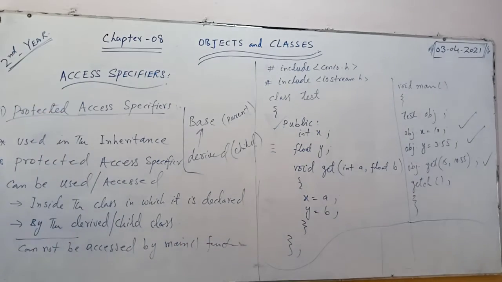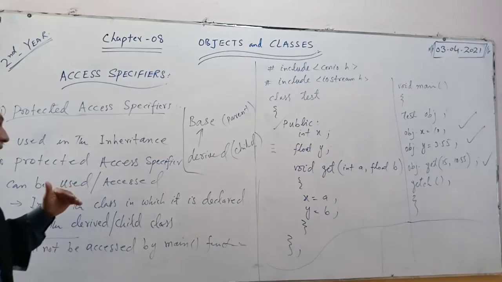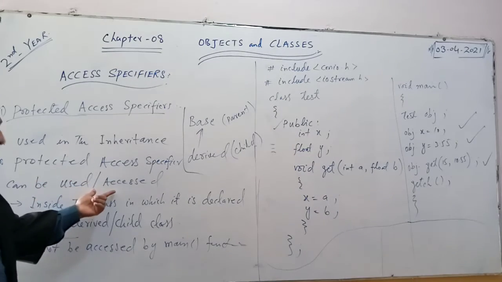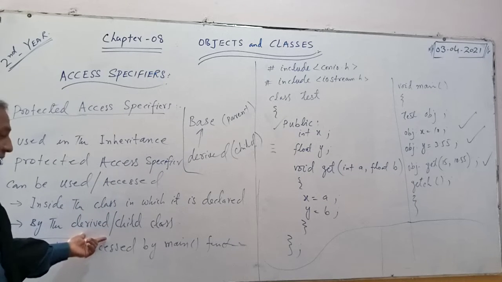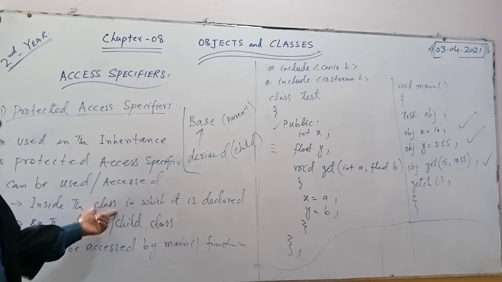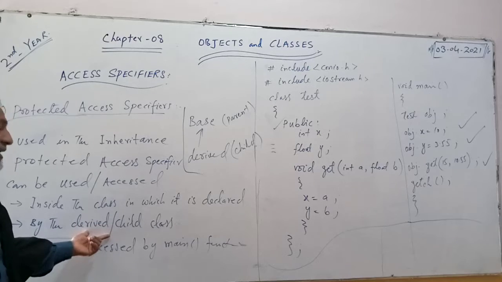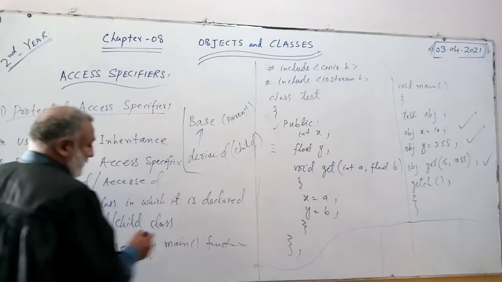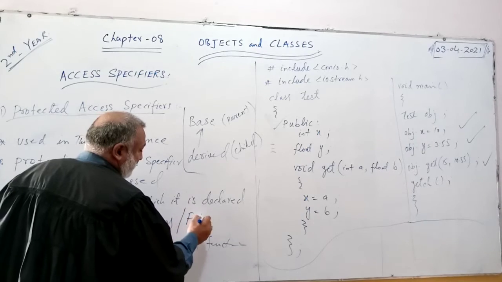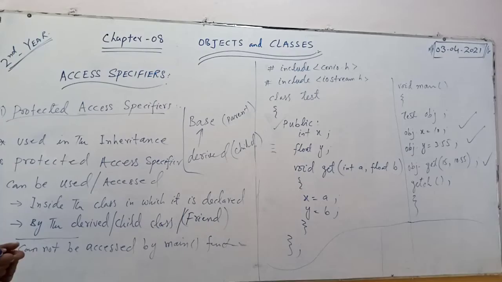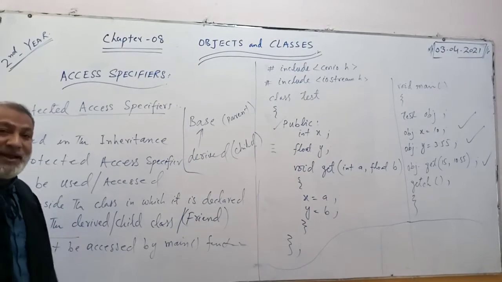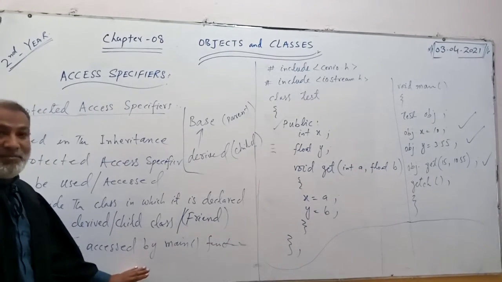So this is the whole story of the protected access specifier. When you declare the member data as protected, it becomes visible and can be accessed inside the derived class as well. So it is visible inside the class, and it is visible for the derived class and for the friend function as well. Friend function can also access this. But outside the class, for main or for any other class or function, it is still private.